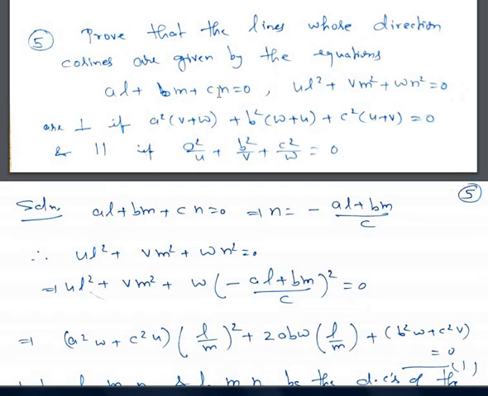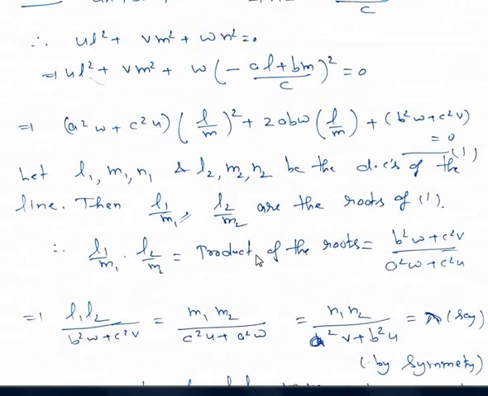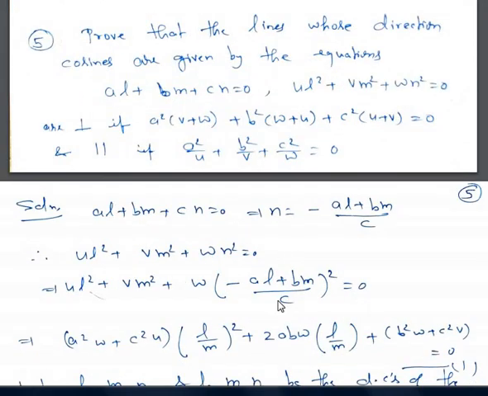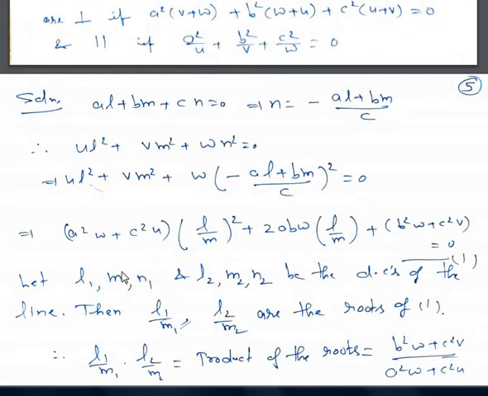So for this we eliminate, say, n. Find out the value of n from here: n = -(al + bm)/c. Now put this value of n in the second equation, ul² + vm² + wn² = 0. So in place of n, we substitute this -(al + bm)/c. Now if we simplify it, we get this equation: (a²w + c²u)(l/m)² + 2abw(l/m) + (b²w + c²v) = 0.